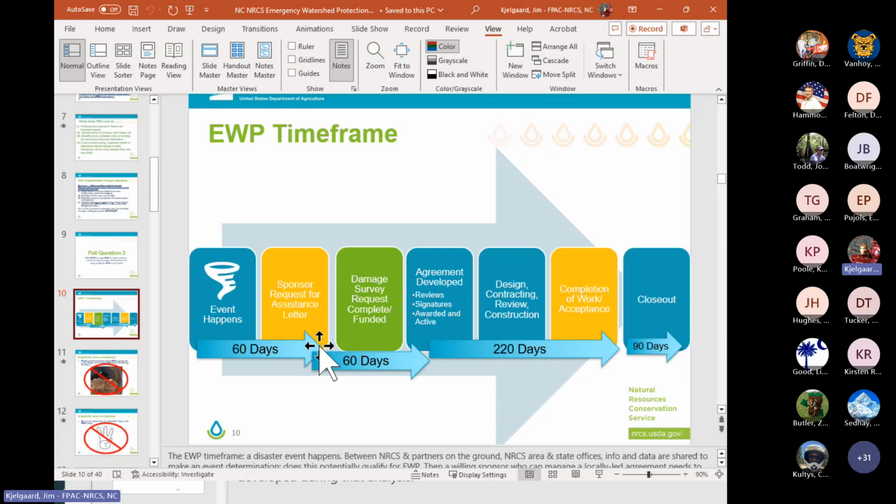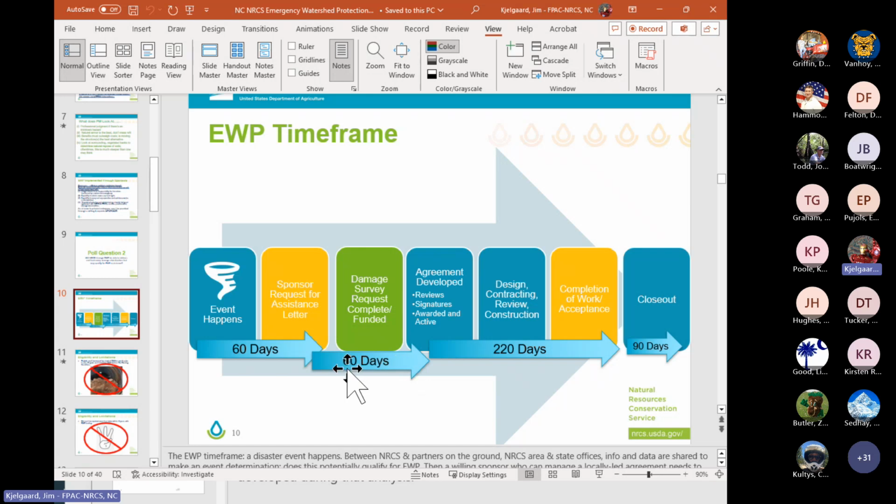I often, at least for our larger events, I've done this for prior ones, Hurricane Florence, Tropical Storm Fred in North Carolina, we request a waiver on that because, when people are trying to get water and power back, it might be a while before they get around to thinking about what might qualify or not qualify for EWP. So this is what's in our manual. Within 60 days of receiving that request, NRCS and or partners, we have partners capable of doing that in North Carolina, complete a damage survey request and submit that to headquarters.